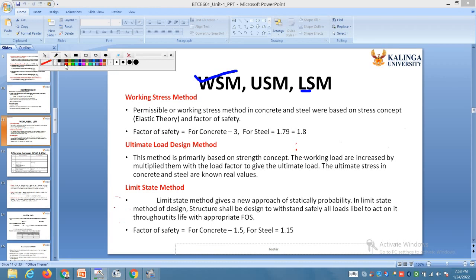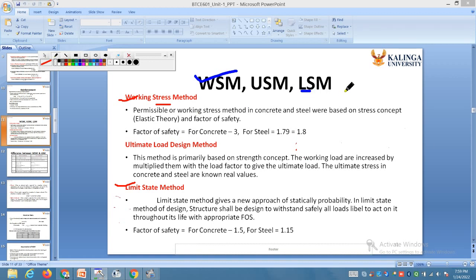See, the working stress method is nowadays also used in designing water tanks, but earlier the working stress method was widely used by designers to design columns, beams and all sorts of structures. Nowadays, the limit state method is applied. So the major difference between the working stress method and the limit state method is, let us take the example of steel reinforcement.